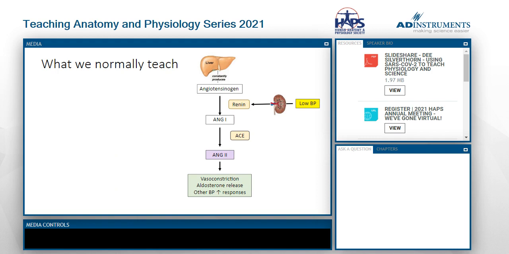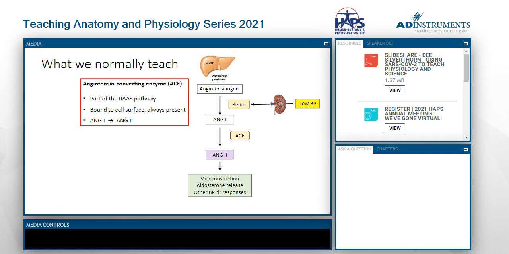Next, let's look and see what ACE2 is and how it relates to ACE. I think this is a pathway that we normally teach in physiology, where the liver is constantly producing an inactive protein called angiotensinogen. In response to low blood pressure, the kidney releases the enzyme renin, and renin converts angiotensinogen to angiotensin 1. There's a second step required for this process, which is angiotensin converting enzyme, or ACE.